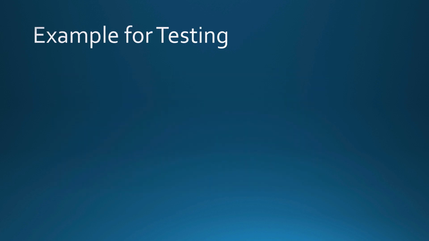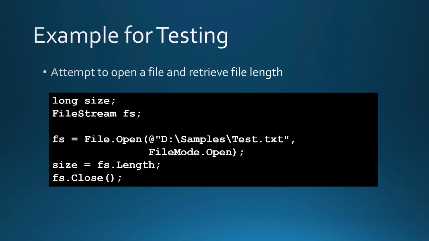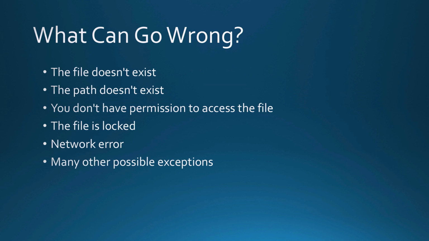I'm going to write some very simple code for this particular lesson that shows us what we can do when we attempt to open a file and retrieve the file length. So there's a couple of things that could happen, right? There are things that can go wrong. The file doesn't exist. The path doesn't exist. You don't have permission to access the file. The file is locked. Maybe some sort of network error if you're trying to go to a network drive. Maybe you get it open, but you can't retrieve the file length for some reason. There are so many possible exceptions that could happen here.